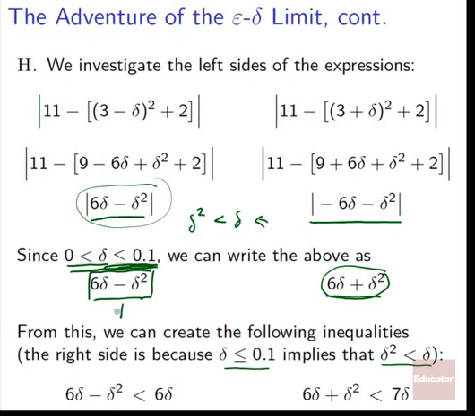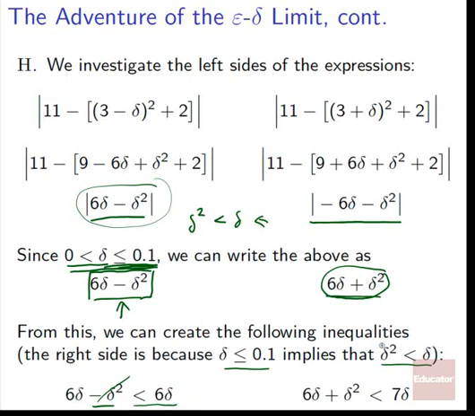If we have 6 delta minus delta squared, well, if we had 7 minus 5, that would clearly be less than simply 7 if we got rid of the thing subtracting from it. So we just get rid of the thing subtracting it, and we have 6 delta minus delta squared is less than 6 delta. That's certainly true.